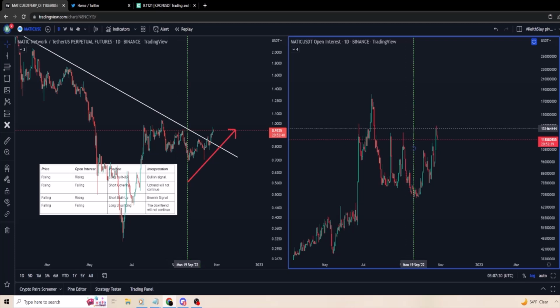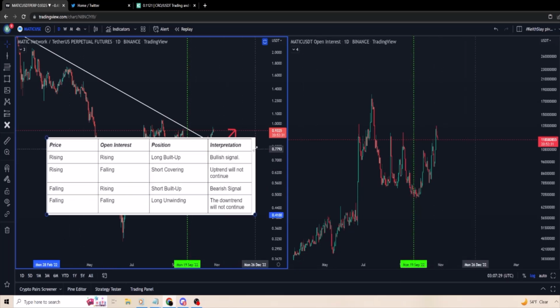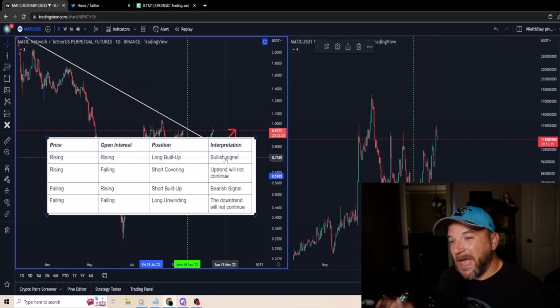So right about when the chart started running up, interest came up. And what does that mean? Rising price. Make this nice and large for you so you can see. Rising price, rising interest, long buildup, bullish signal. Not really that complicated, is it? I don't think it is either.